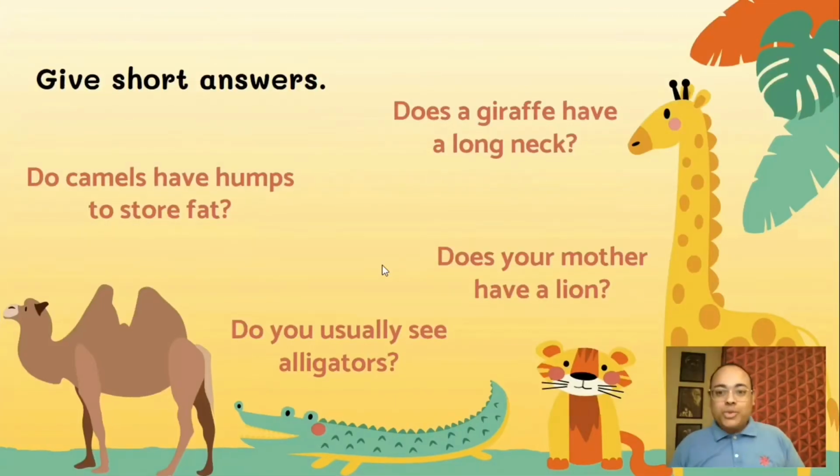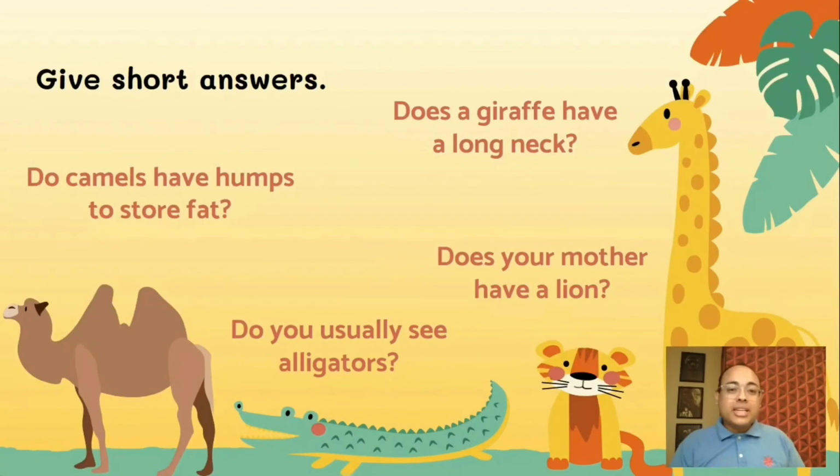Okay, now this is very interesting. I have here four animals and I want you to give me short answers. But these questions are about the animals or about you or about someone from your family, but I want you to give me short answers. So let's try. Do camels have humps to store fat? If you don't know, humps are these parts of the body that the camels have on their backs. Okay, so these are called humps. Do camels have humps to store fat? Yes, they do. Very good. If I substitute camels by pronoun, it would be they. Very good.